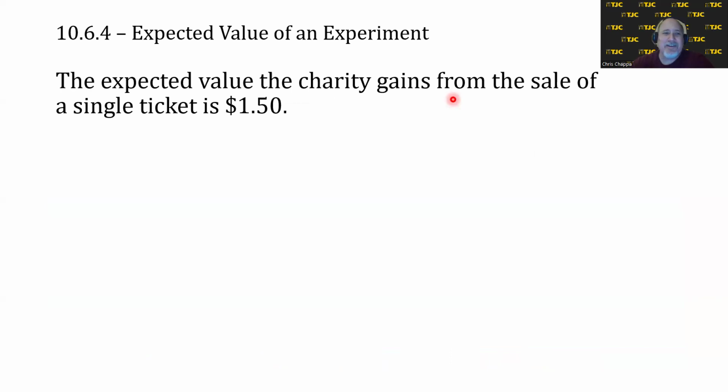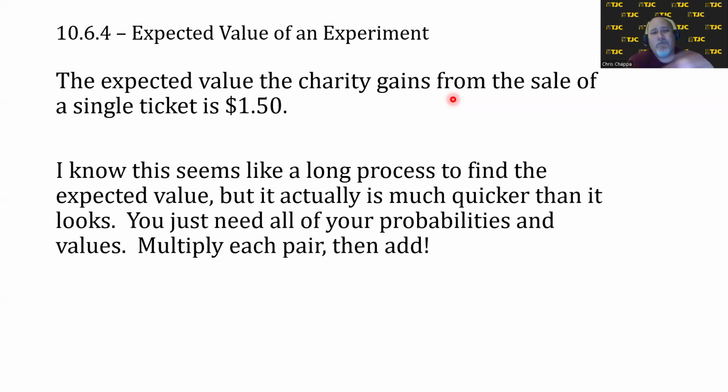Expected value charity gains from the sale of each ticket is $1.50. I know this seems like a long process to find the expected value, but it's actually much quicker than it looks. This is just the instructional side of it. You just need all of your probabilities and values, multiply each pair, and add. To demonstrate this, we're going to look real quickly from the other side of this charity raffle.